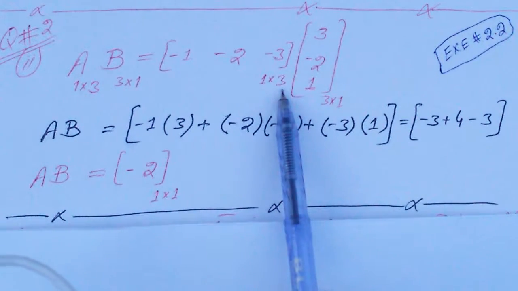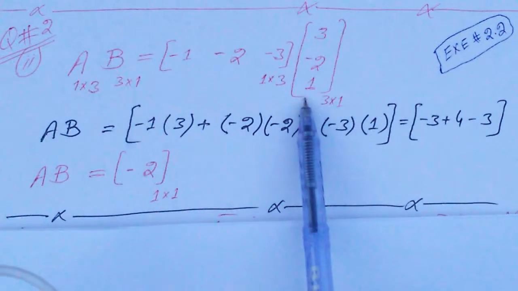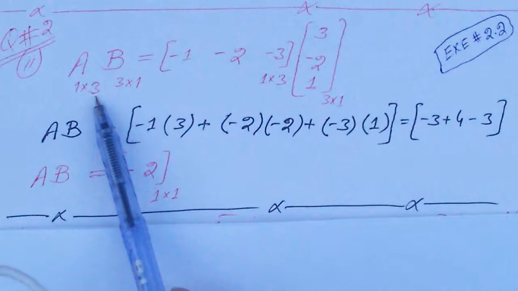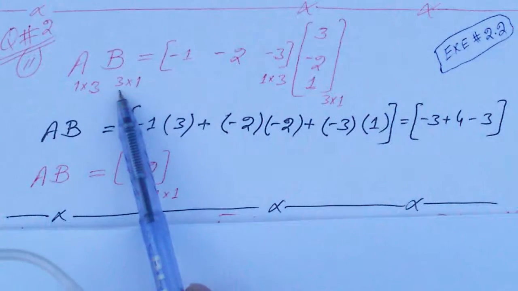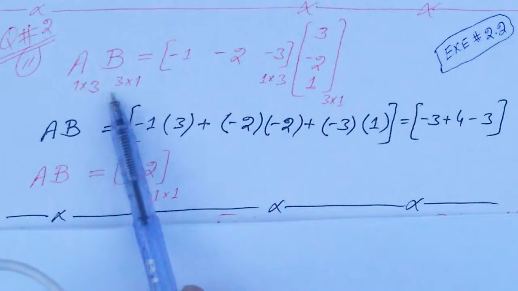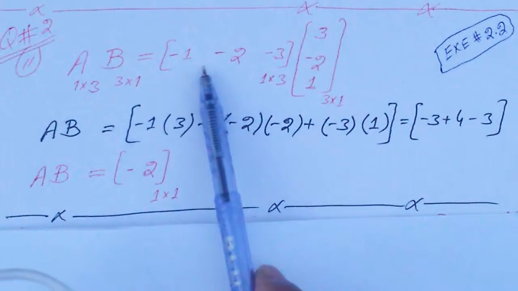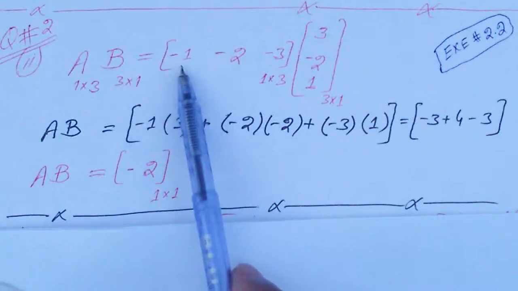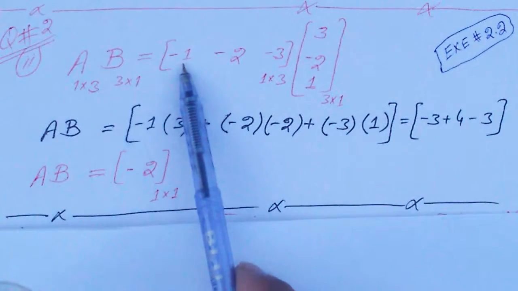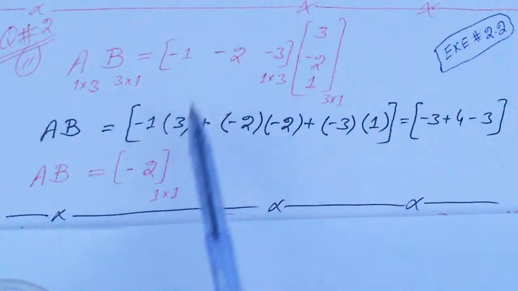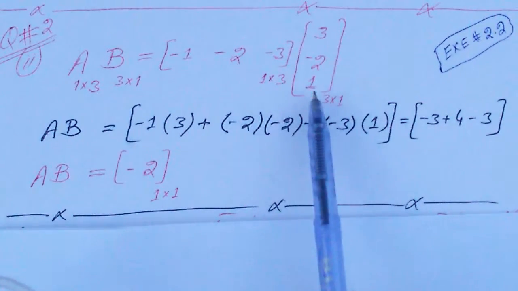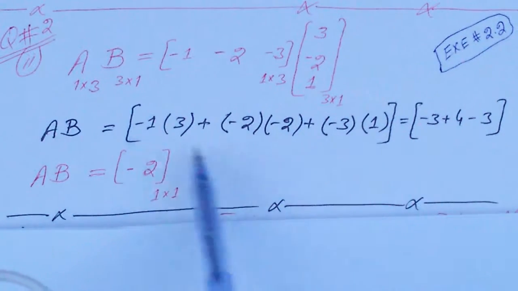The condition for the multiplication of the matrix A with the matrix B is satisfied. That is, there are 3 columns in the first matrix and 3 rows in the second matrix. The condition for the multiplication is satisfied, and we have to multiply the matrix A with the matrix B. The procedure for multiplication is to multiply the first row with the first column. That is, multiply -1 with 3, plus -2 with -2, plus -3 with 1.